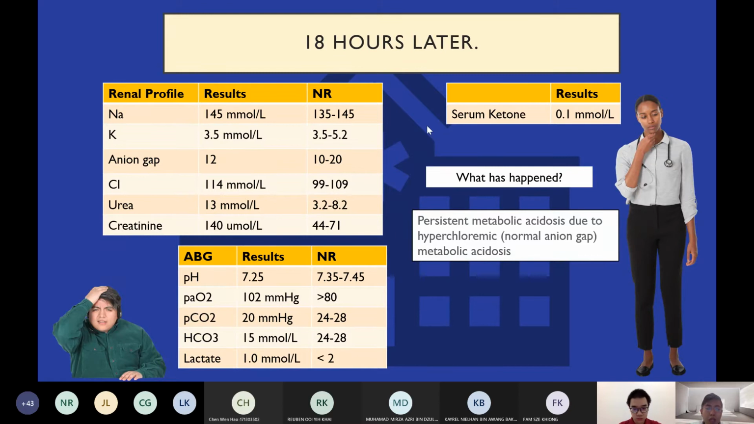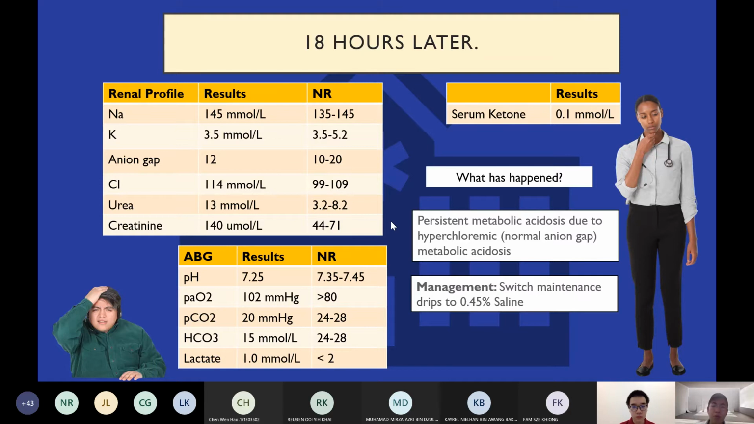Lactate is no longer an issue. Ketone is no longer an issue. So it's just the chloride causing a resistant metabolic acidosis, yeah, normal anion gap metabolic acidosis. So the management is to switch the maintenance drip to a lower saline content drip, so like a 0.45% rather than a normal saline 0.9%.